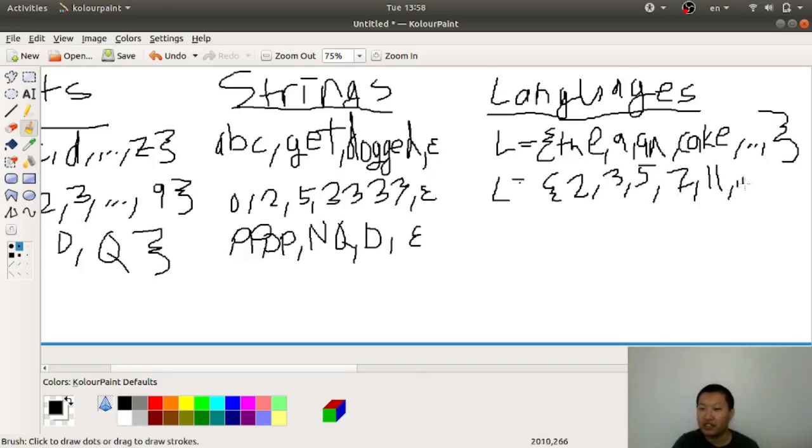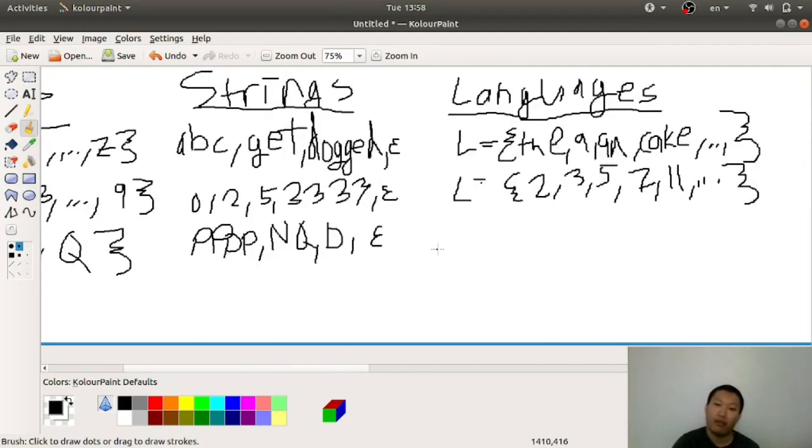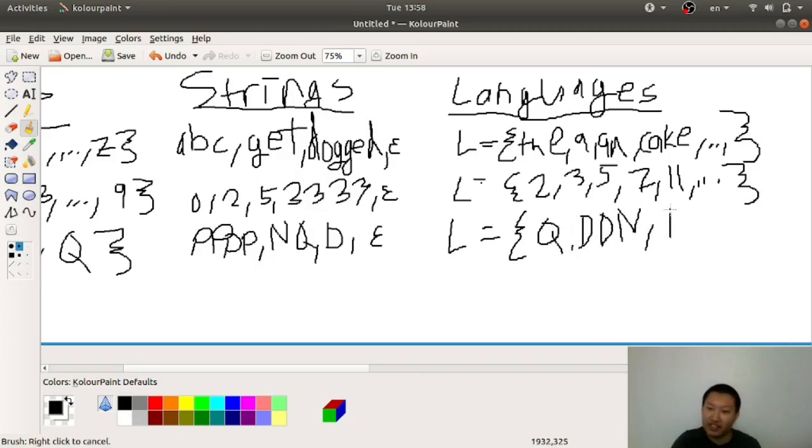And remember, a language is just a set of strings. So it's just a set of these things over here. And for the third one, we can consider maybe the language of all coins that add up to 25 cents. So 25 cents could be a quarter, it could be 2 dimes and a nickel, it could be a dime and 3 nickels. All of these things would be valid strings in our language. Alright?